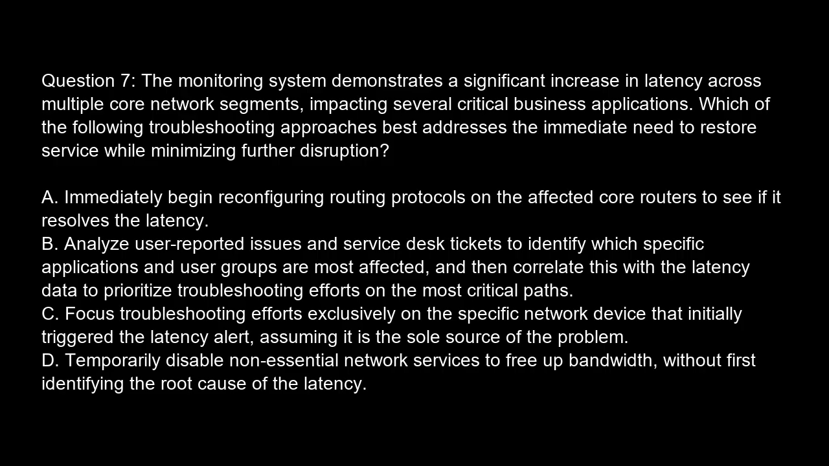Option B. Analyze user-reported issues and service desk tickets to identify which specific applications and user groups are most affected, and then correlate this with the latency data to prioritize troubleshooting efforts on the most critical paths. Option C. Focus troubleshooting efforts exclusively on the specific network device that initially triggered the latency alert, assuming it is the sole source of the problem. Option D. Temporarily disable non-essential network services to free up bandwidth, without first identifying the root cause of the latency.